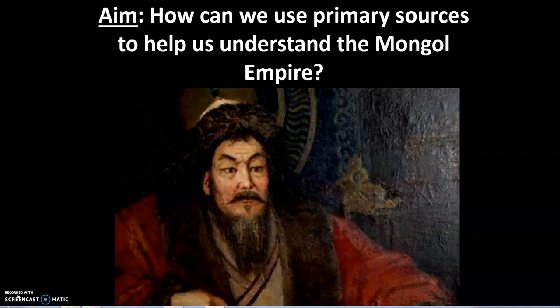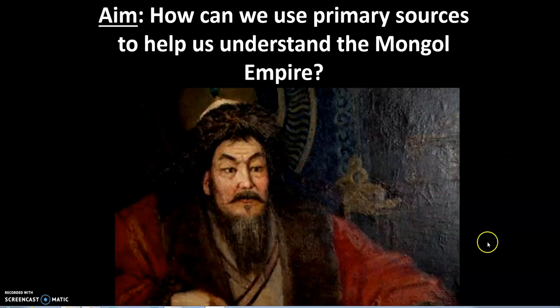The Mongol Empire is famous for being the largest contiguous empire in human history. So contiguous meaning all connected. Obviously, the British Empire, as an example, was bigger, but it wasn't connected. It was kind of scattered all around the world. So how can we understand the Mongol Empire?